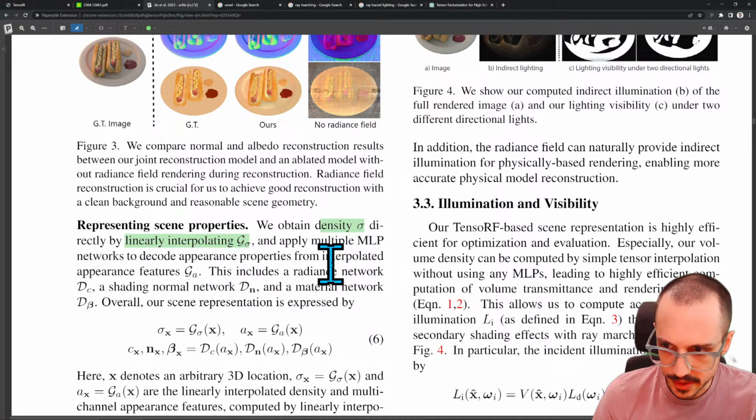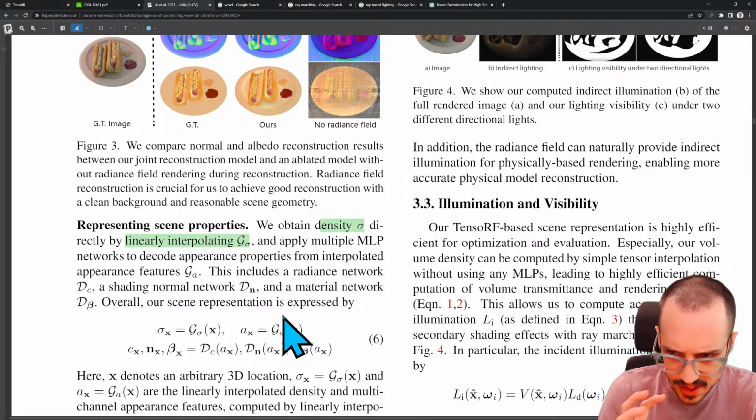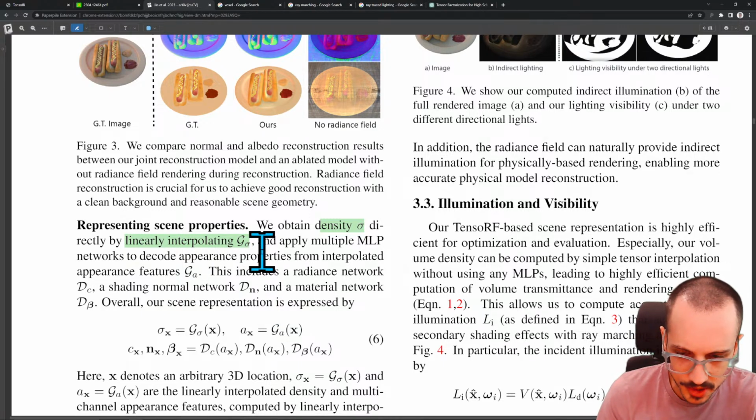To decode from interpolated appearance features. So we don't know if it's giving it all of the appearance tensor or if it's just giving it a little part of it. I assume it's probably just a little part of it.